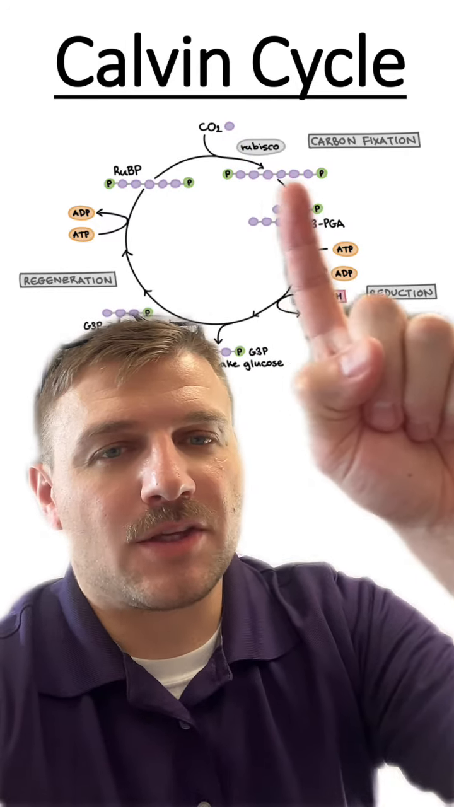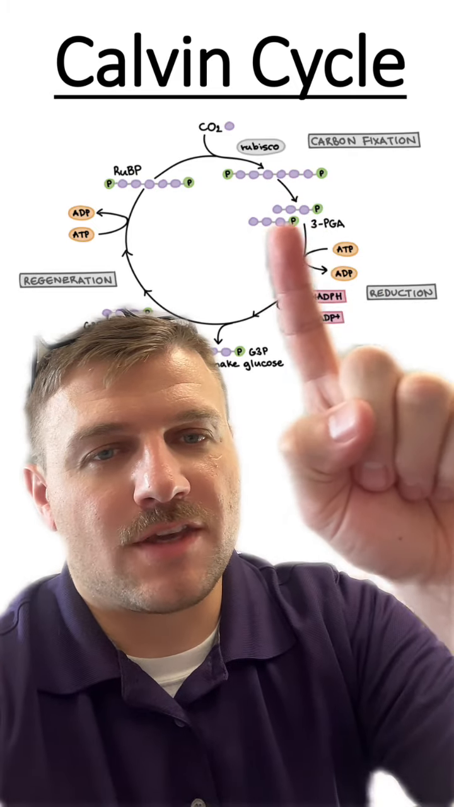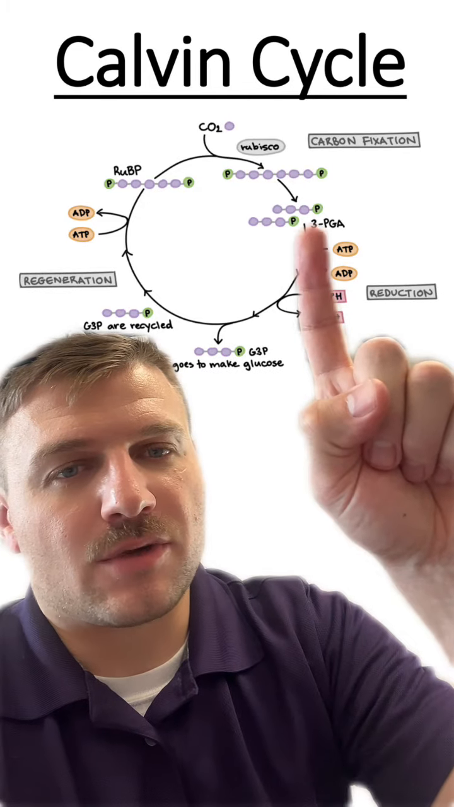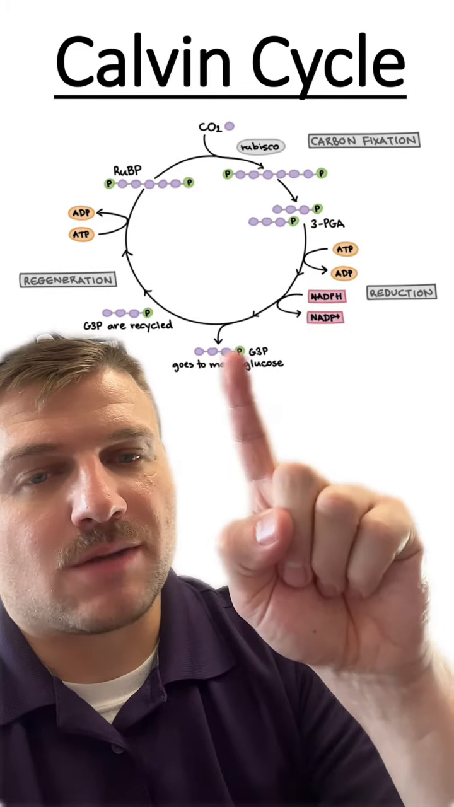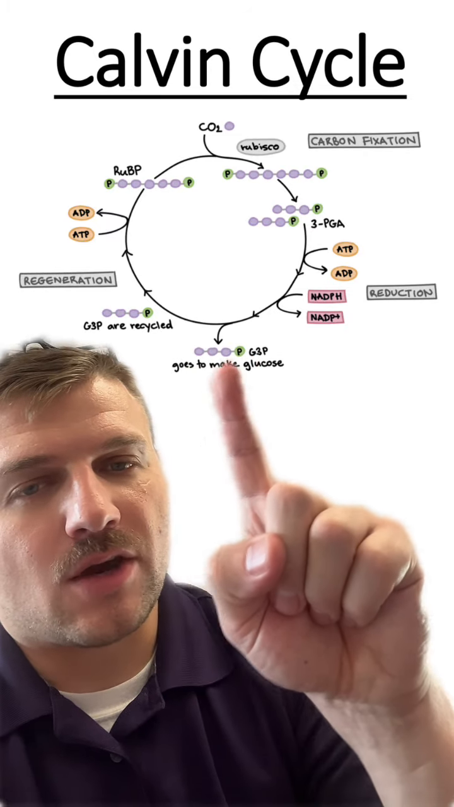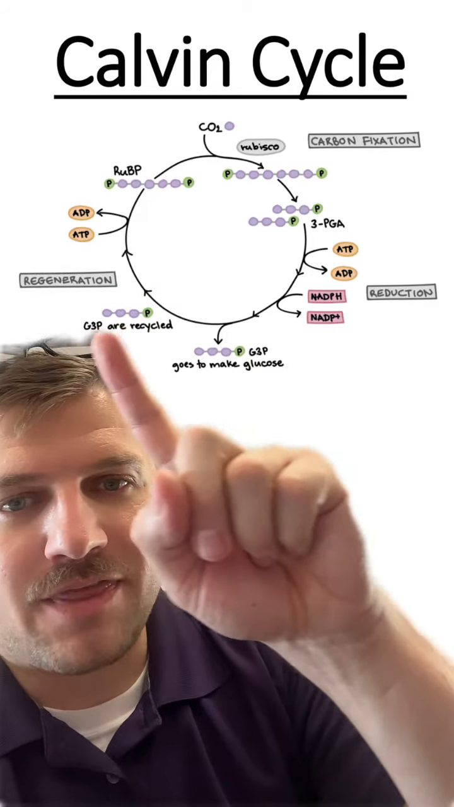This 6-carbon molecule is unstable and breaks down into two 3-PGA molecules. So both of these are known as 3-PGA. More reactions occur that are going to change the 3-PGA into G3P molecules. One of these G3P molecules will go and make glucose, while the other is going to be recycled to make RuBP. Now, there's a problem here.